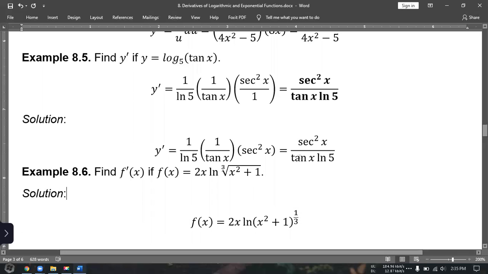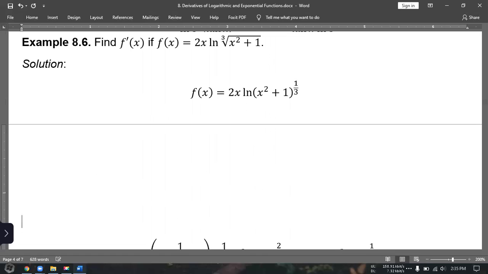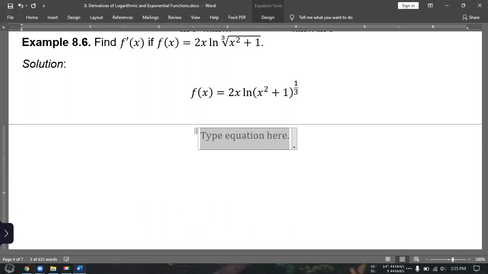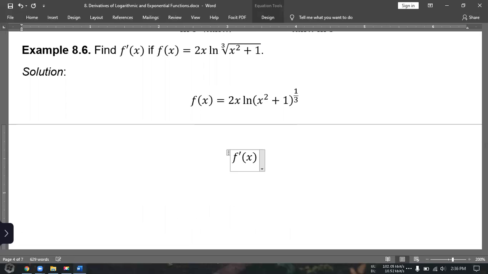Meron na pala dito. That can be written as f of x is equal to 2x natural logarithm of the quantity x squared plus 1 raised to 1/3. We can now differentiate this. Okay, which rule are we going to use?